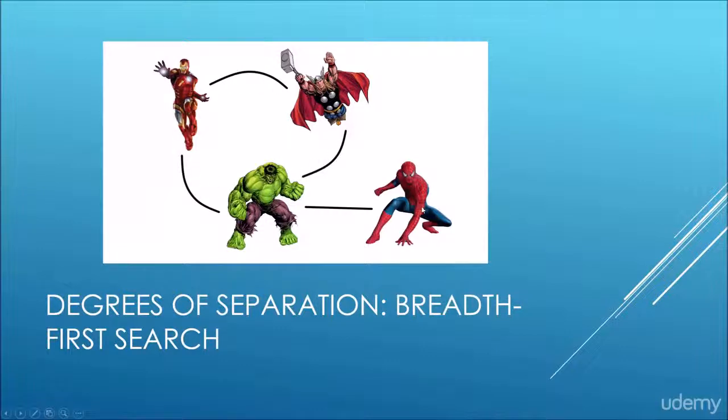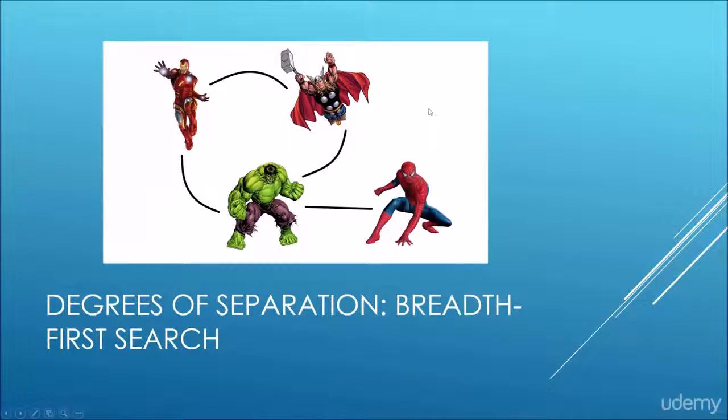So in this example, Spider-Man is connected to the Hulk, who is connected to Iron Man. Therefore, Spider-Man and Iron Man are 2 degrees of separation from each other, whereas the Hulk and Thor are 1 degree. The Hulk and Iron Man are 1 degree, and Thor to Spider-Man is 2 degrees. Make sense? So that's what we mean by degrees of separation.